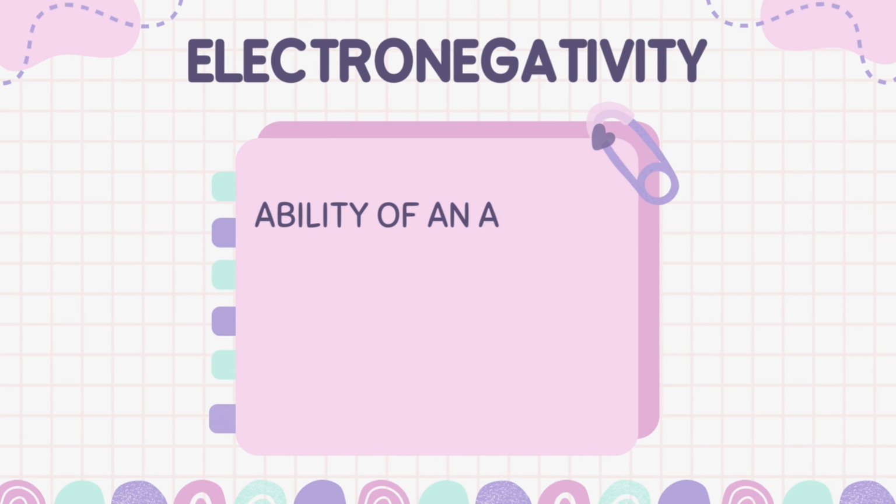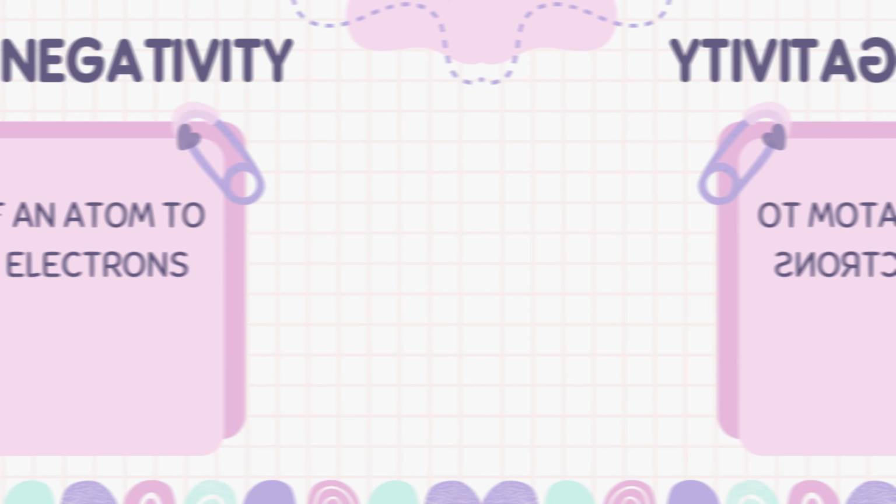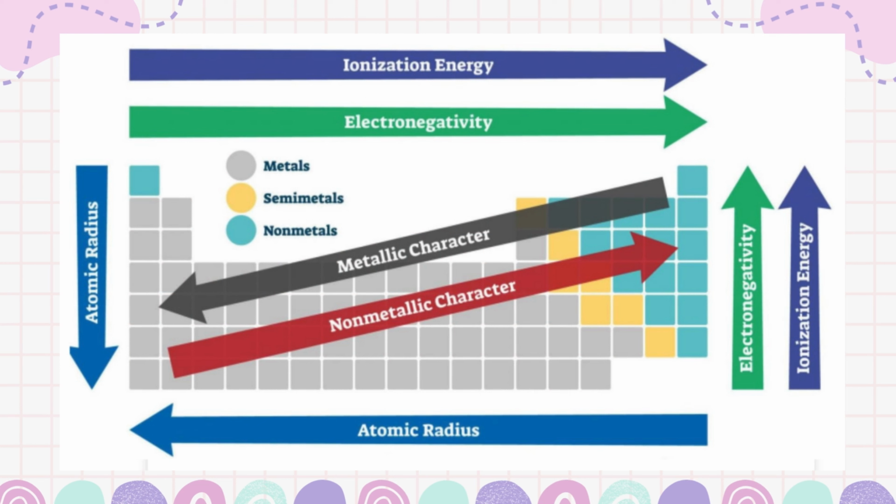And finally, we have electronegativity. Electronegativity is a measure of the attraction an atom has for bonding electrons, or how badly the atom wants another electron. The higher the electronegativity, the more desperate for an electron the atom is. Electronegativity increases from left to right across a period.